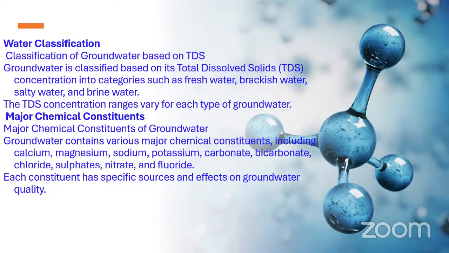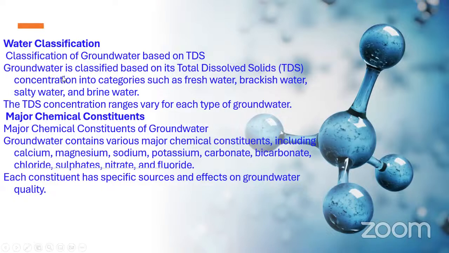Up to 1000 or 1200 or so, we can use it for domestic purposes, and up to 1800 or 2000 for industrial purposes. More than that is not suitable for industrial purposes because of the total hardness and sodium percentage dissolved in the water. And for agriculture purposes also, there is a classification.